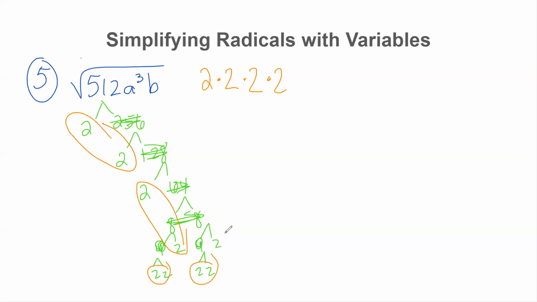So you're going to multiply all those together, and then this guy is going to be back in the house because that one lonely 2 does not have a partner. So 2 times 2 is 4, times 2 is 8, times 2 is 16. 16 on the outside, and a 2 on the inside.